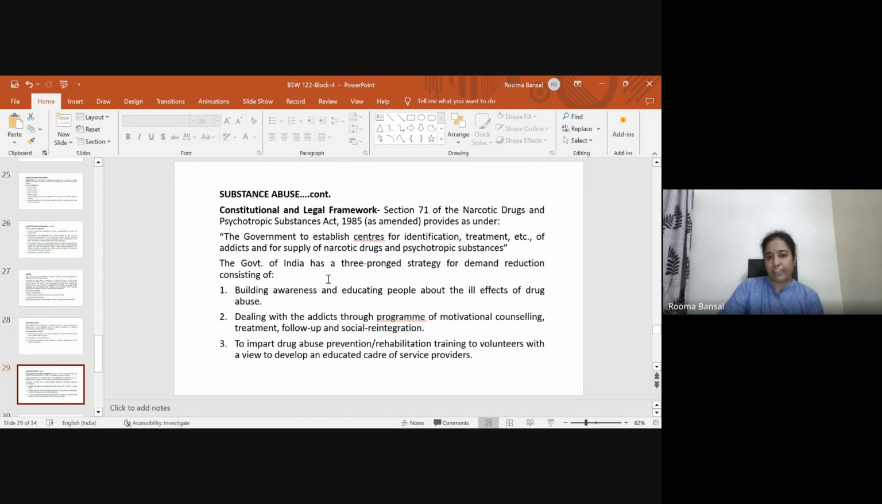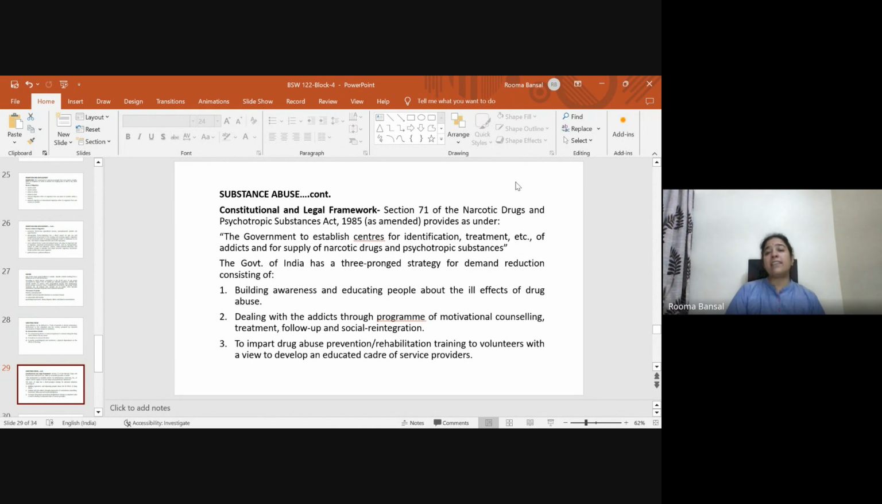Now, the policy of the Government of India for reducing substance abuse in the society: building awareness and educating people about the ill effects of drug abuse. It means spreading awareness by organizing seminars, running campaigns and conducting workshops in which they provide information about the ill effects of drug abuse.